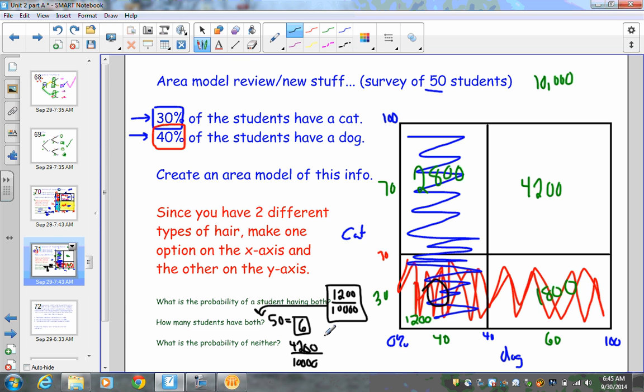All right, so that is how you do everything. And once again, you would reduce down to lowest terms. But there you go. That's area of the model.